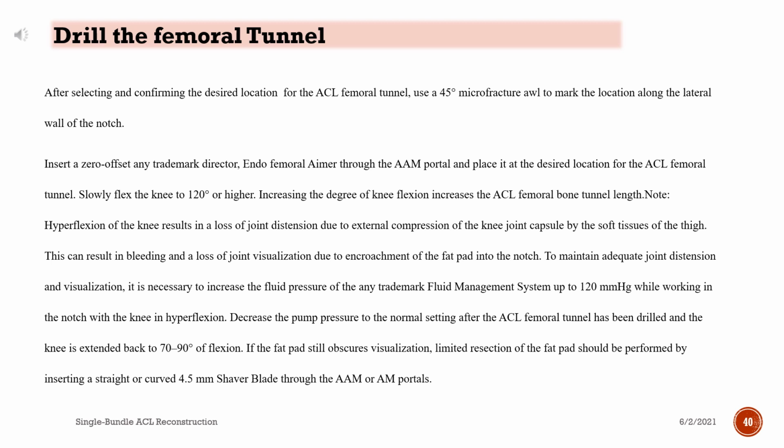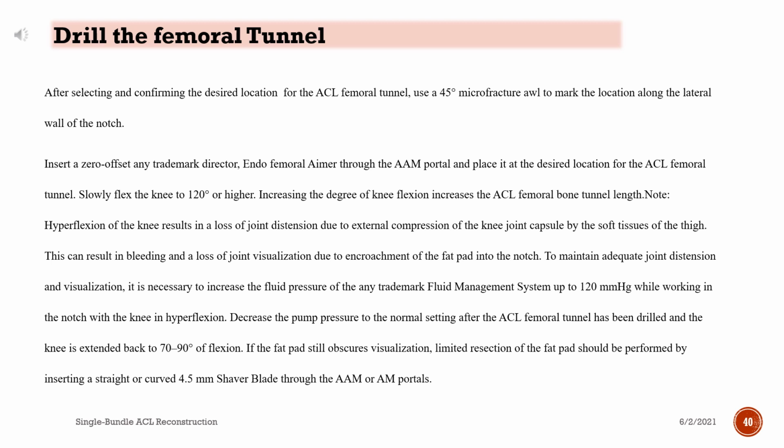This can result in bleeding and a loss of joint visualization due to encroachment of the fat pad into the notch. To maintain adequate joint distension and visualization, it is necessary to increase the fluid pressure of the fluid management system up to 120 mm of mercury while working in the notch with the knee in hyperflexion. Decrease the pump pressure to the normal setting after the ACL femoral tunnel has been drilled and the knee is extended back to 70 to 90 degrees of flexion.